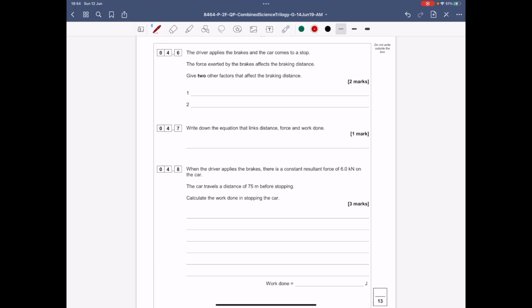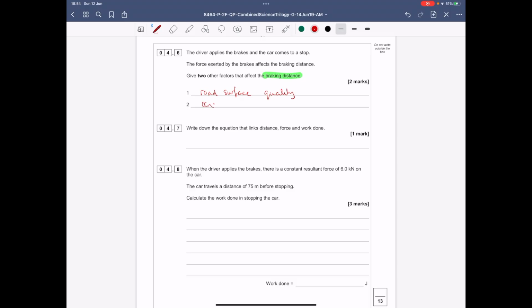Okay, so question 4.6 then. The driver applies the brakes and the car comes to a stop. The force exerted by the brakes affects the braking distance. Give 2 other factors that affect the braking distance. Well, the braking distance of a vehicle is everything to do with the actual vehicle itself, but also the road conditions. So you can have anything from the quality of the road surface.